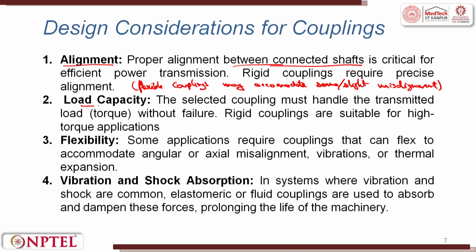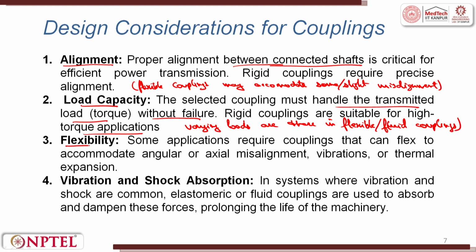Similarly, load capacity. Selected coupling must be designed to handle the transmitted torque or transmitted load without failure. Rigid couplings are suitable for high torque applications because those are very rigid. In flexible and fluid couplings, loads are varying, because flexibility is there, it is not completely rigid transmission.